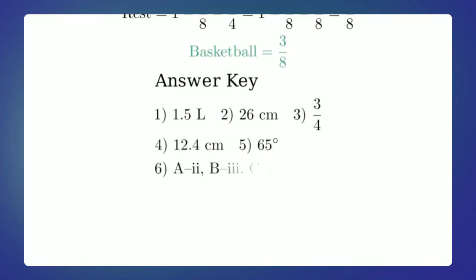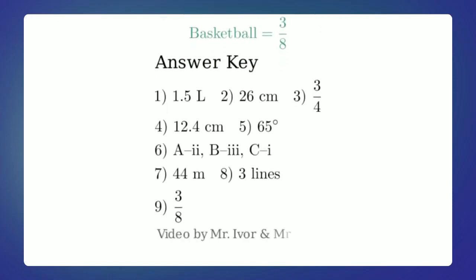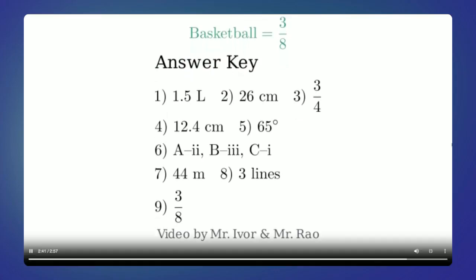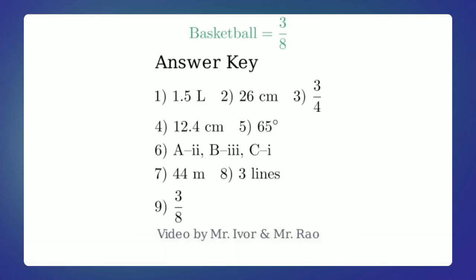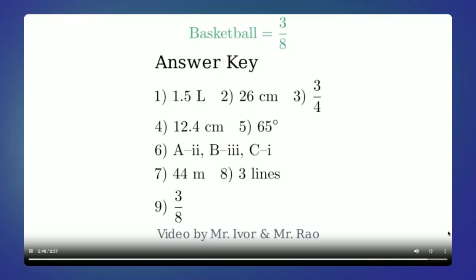Great work. Here is the full answer key. 1, 1.5 liters. 2, 26 centimeters. 3, 3/4. 4, 12.4 centimeters. 5, 65 degrees. 6, A to 2/3. B to 1/4. C to 0.25. 7, 44 meters. 8, 3 lines of symmetry. 9, 3/8.